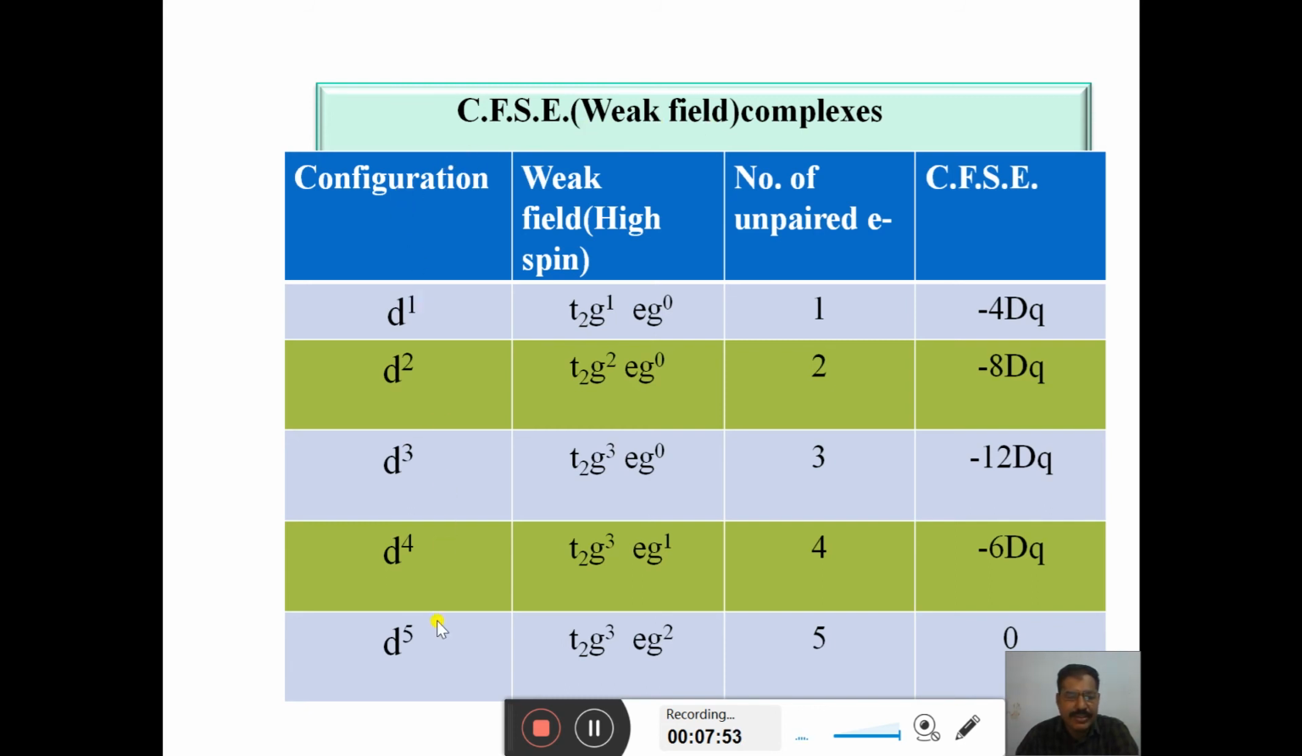Now we summarize the crystal field stabilization energy of weak field as well as strong field complexes. Configuration from d1 to d5 of weak field, with the distribution of electrons and their CFSE. d1 has t2g1 eg0, 1 unpaired electron, minus 4 Dq is the CFSE. d2 configuration, t2g2 eg0, 2 unpaired electrons, CFSE is equal to minus 8 Dq. d3 configuration, t2g3 eg0, 3 unpaired electrons, minus 12 Dq. d4 configuration, t2g3 eg1, 4 unpaired electrons, minus 6 Dq is the CFSE. And d5 configuration, t2g3 eg2, 5 unpaired electrons and 0 CFSE.